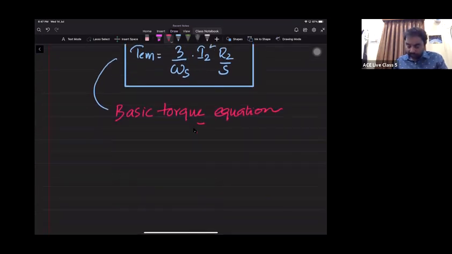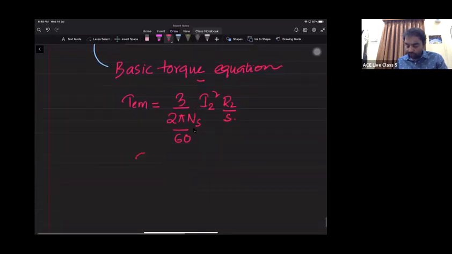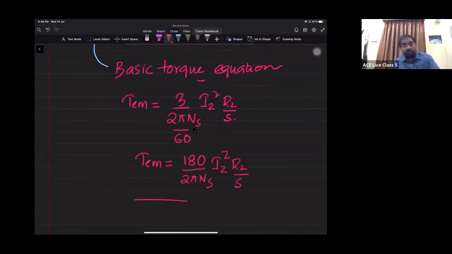How? So electromagnetic torque is equal to 3 by, in place of omega s, I write 2 pi ns by 60 into I2 square into R2 by S. So this will be electromagnetic torque is equal to 180 by 2 pi ns into I2 square into R2 by S. So this is something about the definition for the electromagnetic torque.